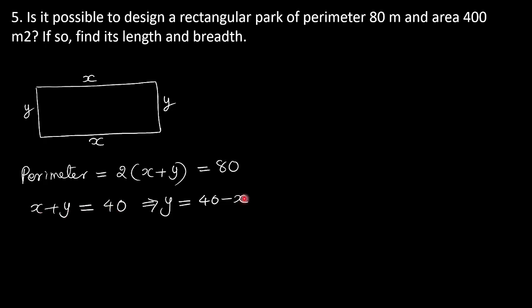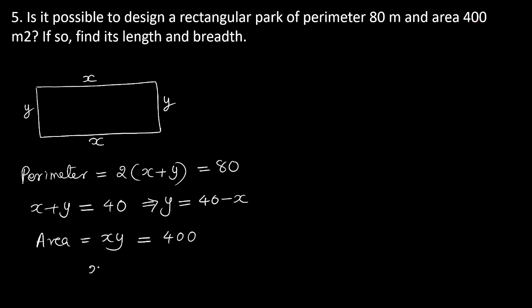Okay, it is useful. And another condition is area 400 meters square. How will you find the area of a rectangle? Let me ask you a question. Joshida, please tell me, how will you find the area of a rectangle? Length into breadth, yes. x into y. Area of the rectangle is x into y. It is given in the question, 400 meters square. So x into y is 400.